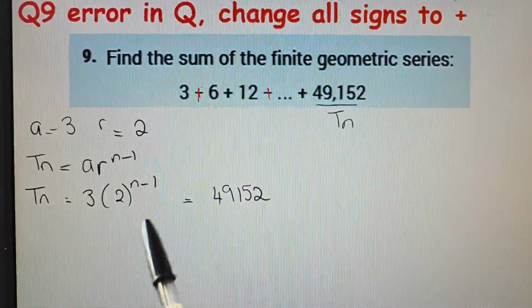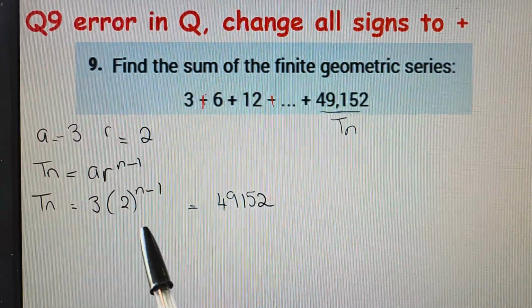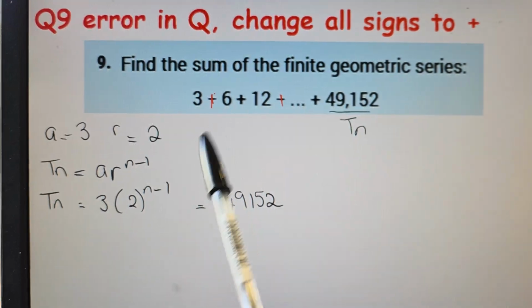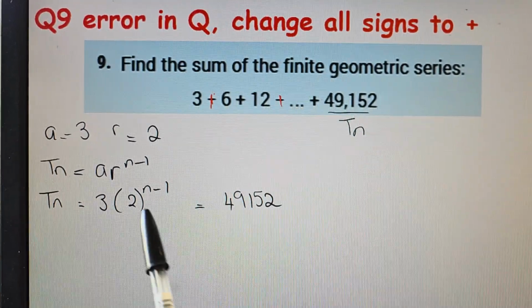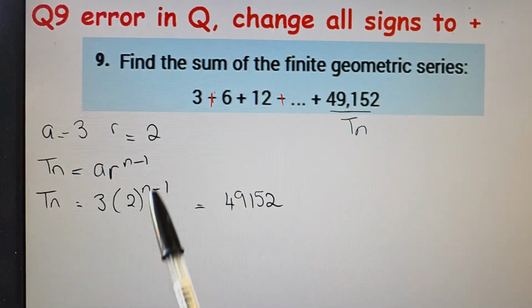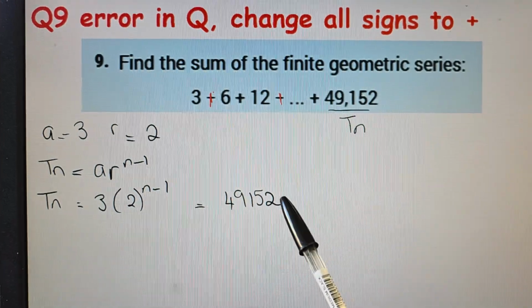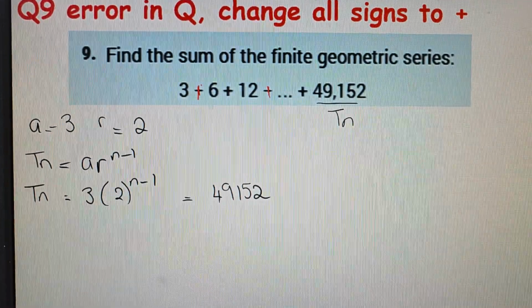So set up your T of n formula for a geometric sequence. A is your first term, common ratio is 2. They're doubling every time. Sub that in, that's your T of n formula. Let the T of n formula equal the last term to figure out what term number that is.